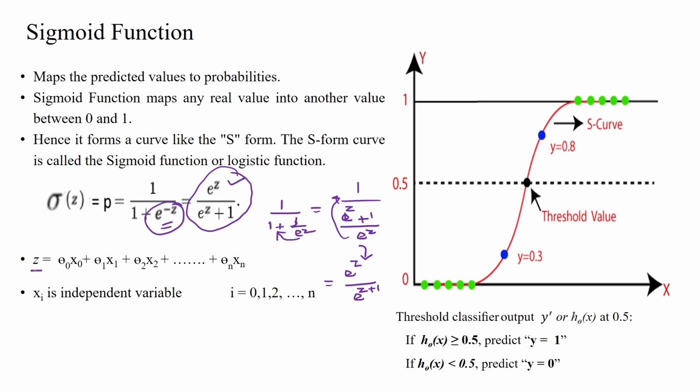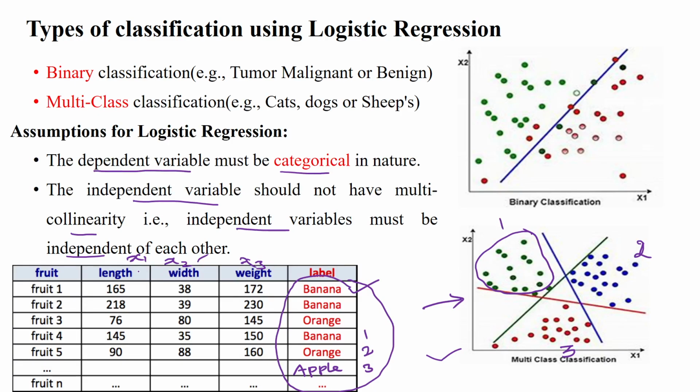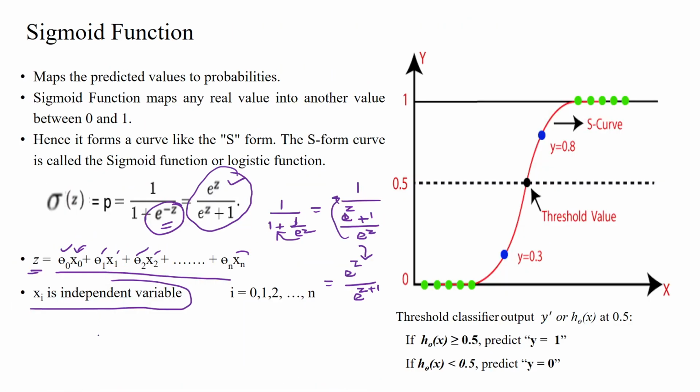Here, what is g? g is the summation of the parameters multiplied with feature values. That means theta 0 x0 plus theta 1 x1 plus theta 2 x2, etcetera, up to theta n xn. Here xi is the independent variable, that is, the given features. And the corresponding parameter values will be given in the problem statement.